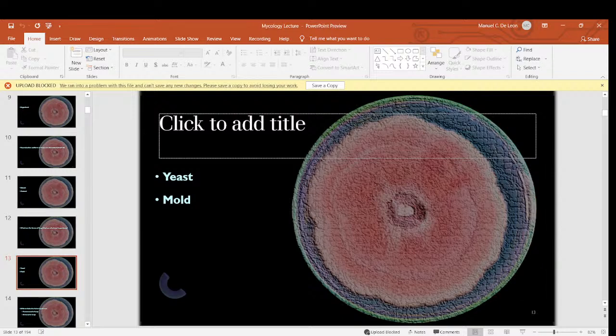Okay, so what is the collective term? Anybody knows what's the collective term for hypha, a group of hyphae?